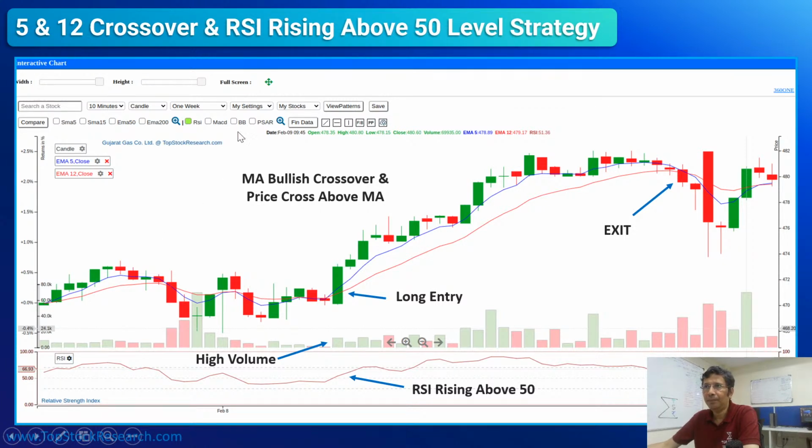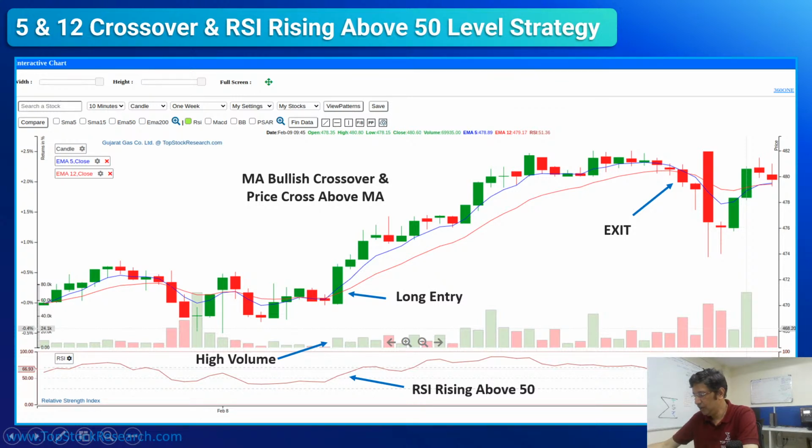This is typically for the intraday period, 5 and 12 moving average. Here the moving average has crossed over. Also at the same time, RSI is crossing above 50, right? That means RSI was below 50, which is at a neutral level, and it is crossing above, a positive indicator. Along with that, the moving average crossover is happening, and that will be a good entry point, right? Similarly for the exit point, both the moving averages are crossing below, and there's an exit point.